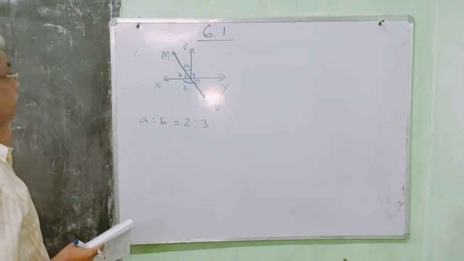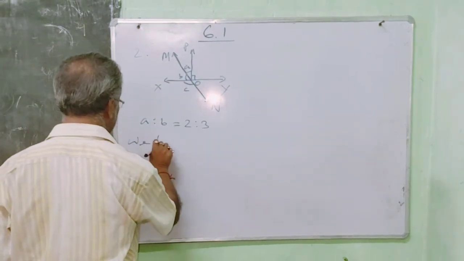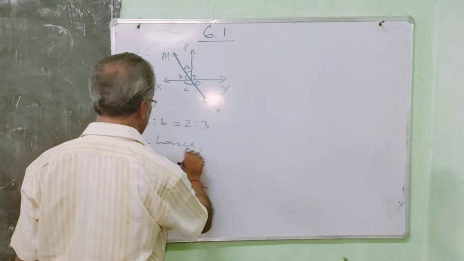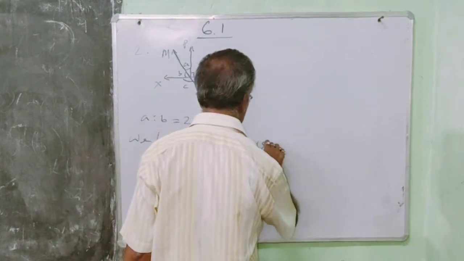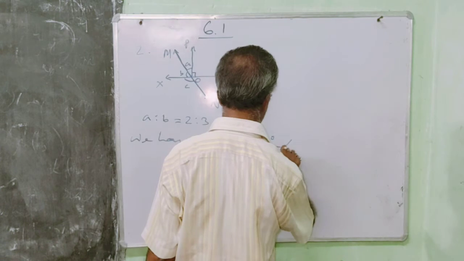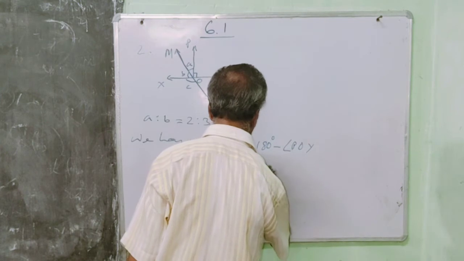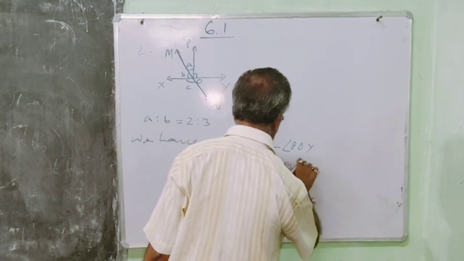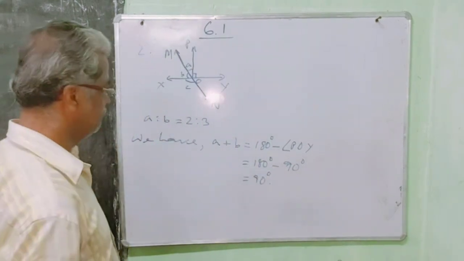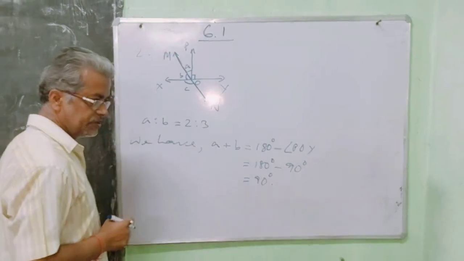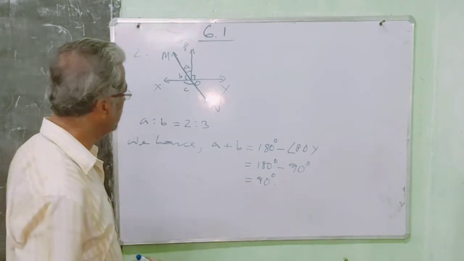Now, what is A plus B here? A plus B is equal to 180 degrees minus angle POY. POY is 90 degrees. So 180 degrees minus 90 degrees is 90 degrees. That is, A plus B is a right angle. A and B are complementary angles. The sum of these two angles is one right angle.